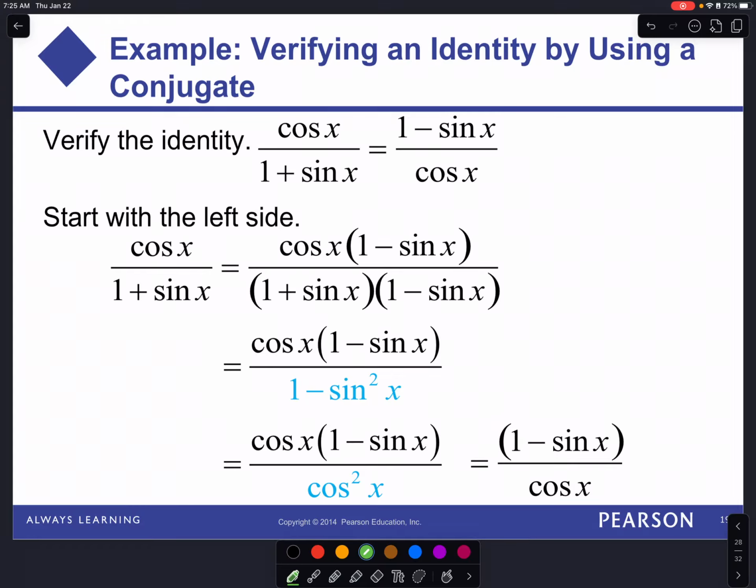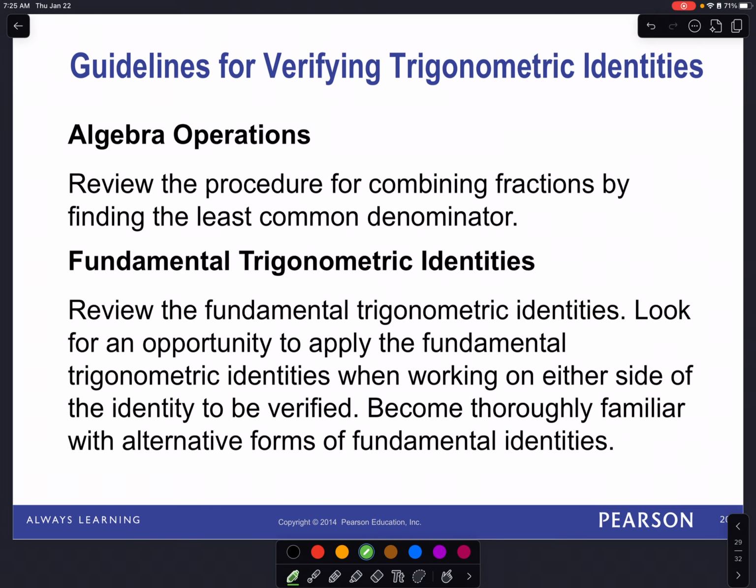And if we compare it to the textbook, they start with the left-hand side, and it looks like they multiply by the conjugate as well. They left that numerator expanded. In the denominator, 1 minus sine squared is cosine squared, and then we got our desired result. Okay, we might have one or two more. So, I think that was it actually.